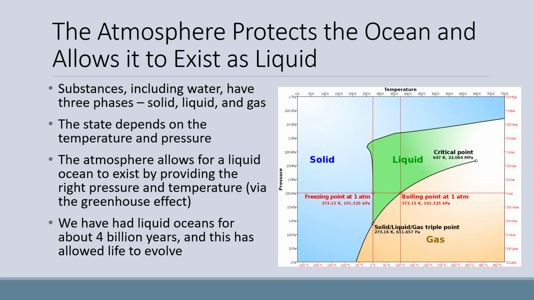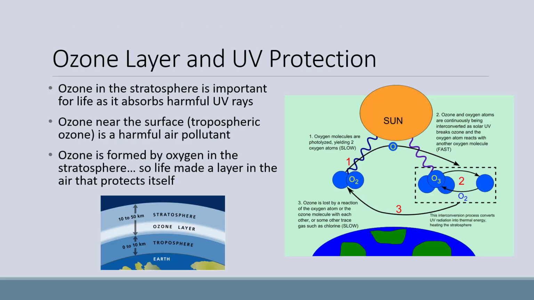Another important aspect of the atmosphere that we have to cover is the ozone layer. Ozone in the stratosphere is important for life as it absorbs harmful UV rays from the sun. UV radiation destroys DNA. There is an ozone layer in the lower stratosphere that allowed life to evolve on land. Ozone near the surface, which is called tropospheric ozone, is a harmful air pollutant. It is a free radical and damages DNA, so it's bad for us to directly interact with. But up high in the stratosphere, it protects us.